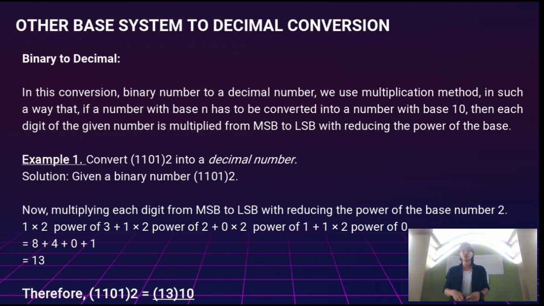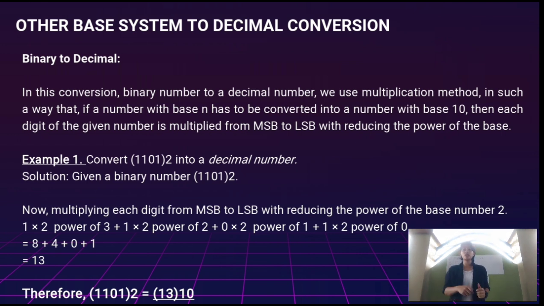In this conversion, binary number to a decimal number, we use the multiplication method in such a way that if a number with base n has to be converted into a number with base 10, then each digit of the given number is multiplied from MSB or most significant bit to LSB or least significant bit with reducing the power of the base. So let's understand it with a given example.